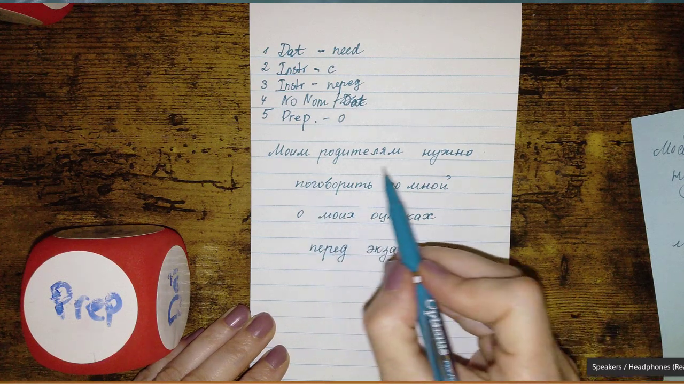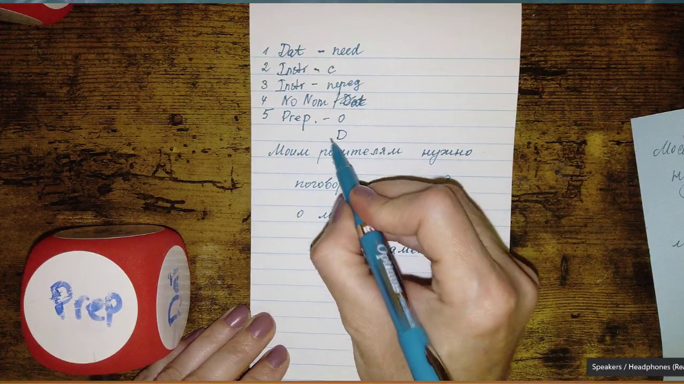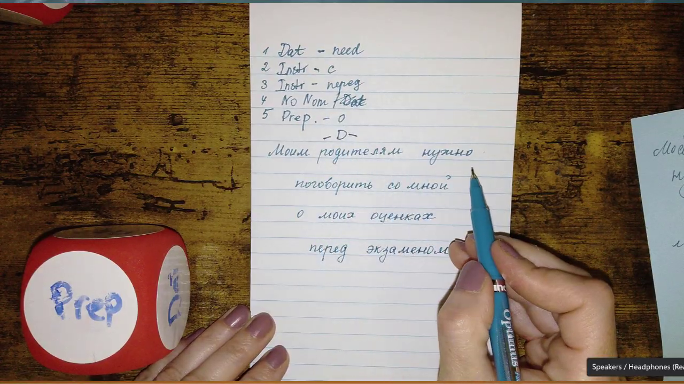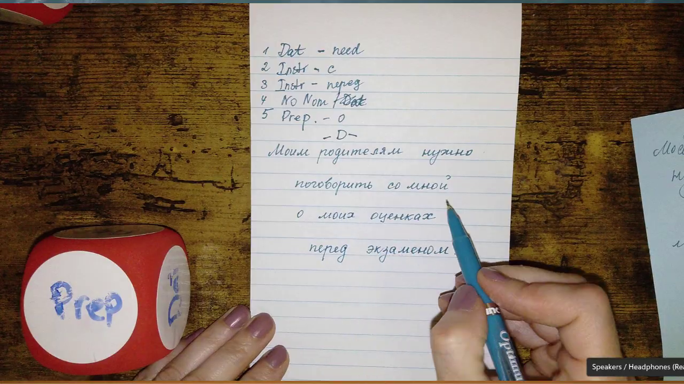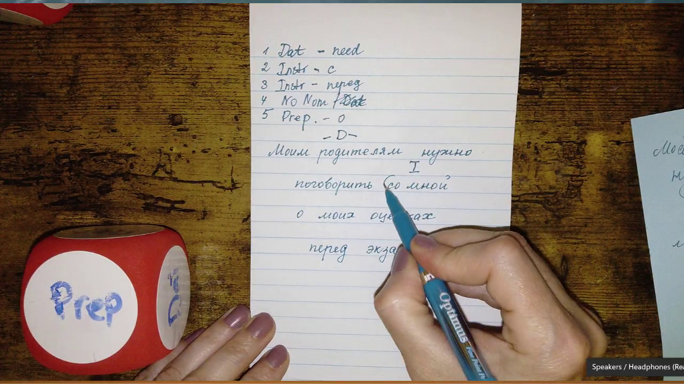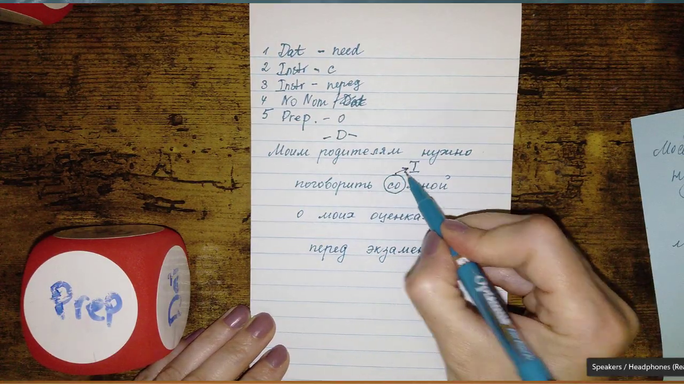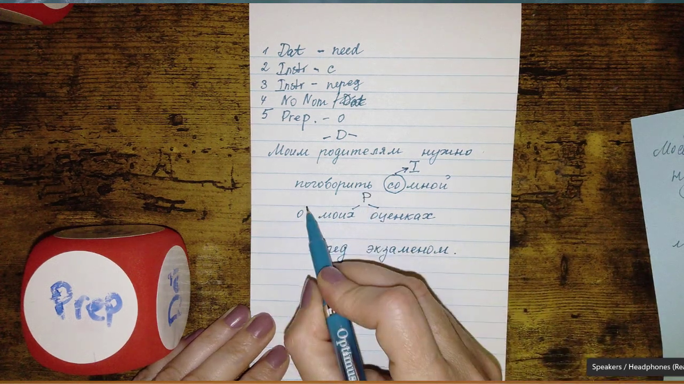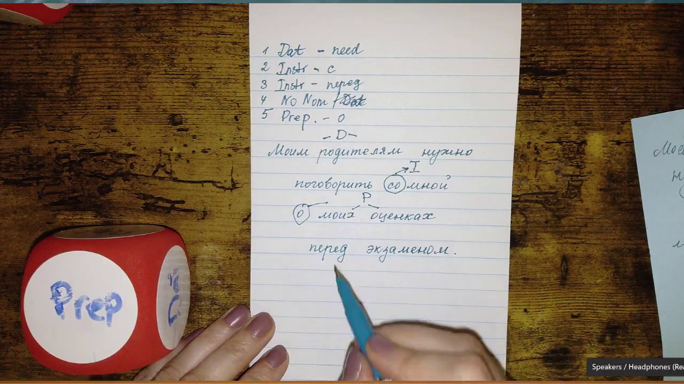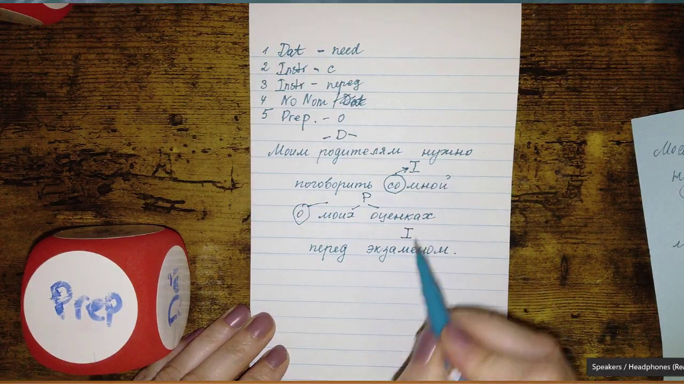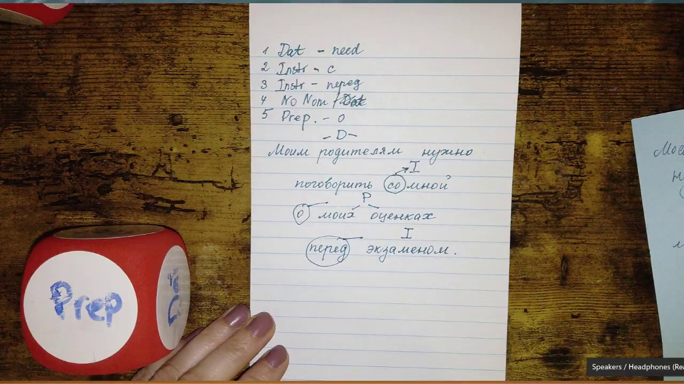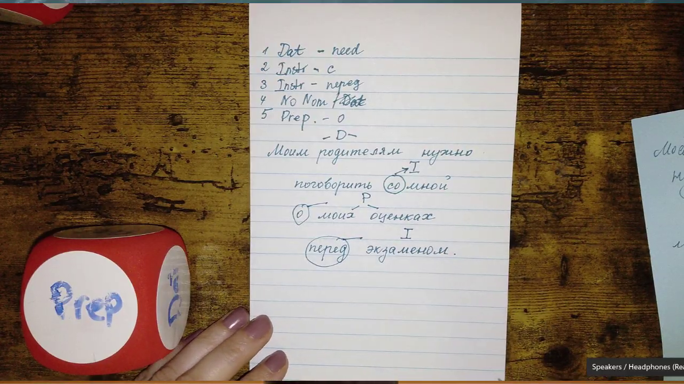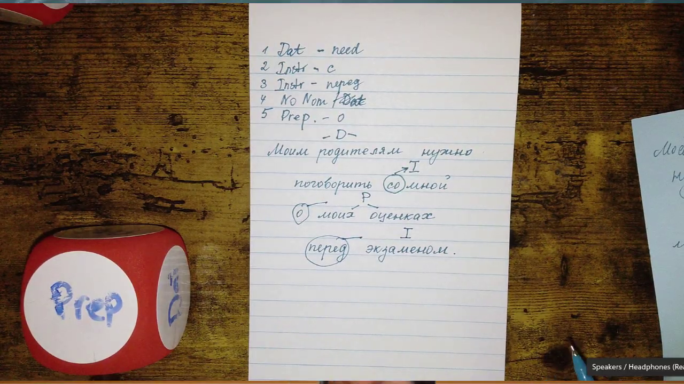So here we have моим родителям нужно, so that's our dative, because they are whoever needs something. Поговорить со мной, with me, that's our instrumental because of the с. О моих оценках, so this is our prepositional because it's about. Перед экзаменом, instrumental because of перед, before the exam. Okay, so there you go.